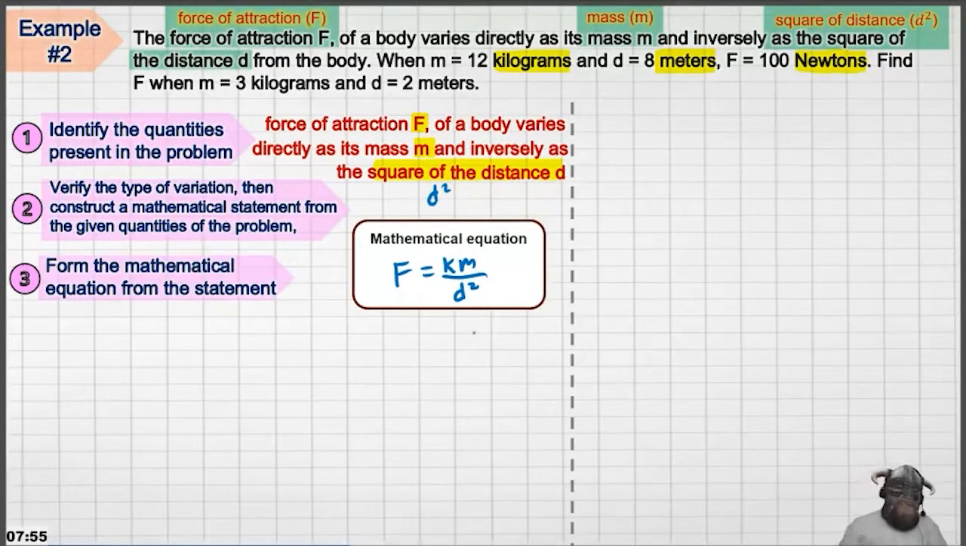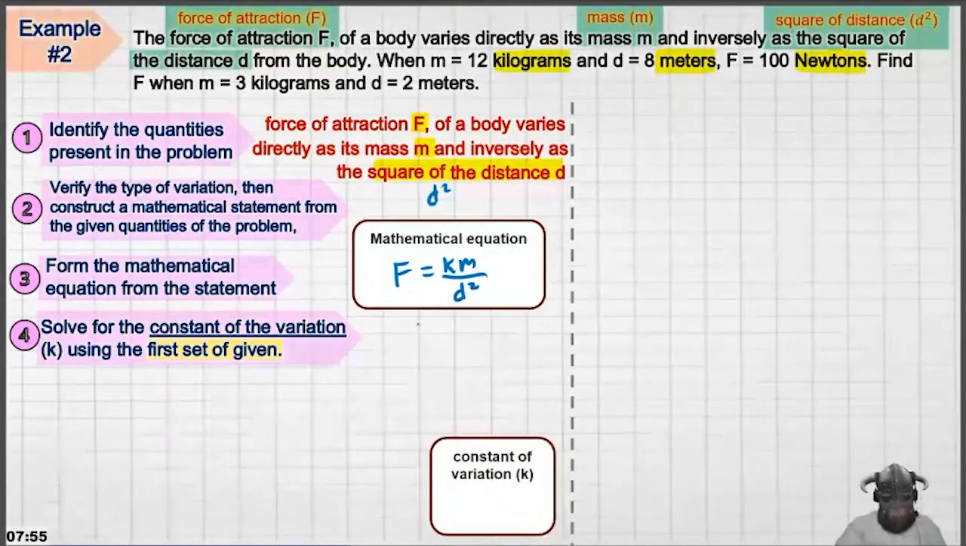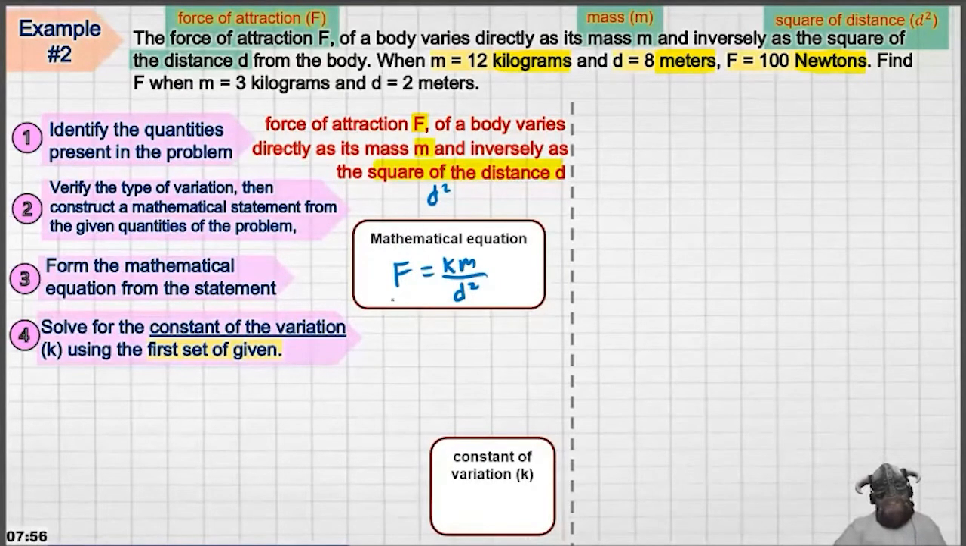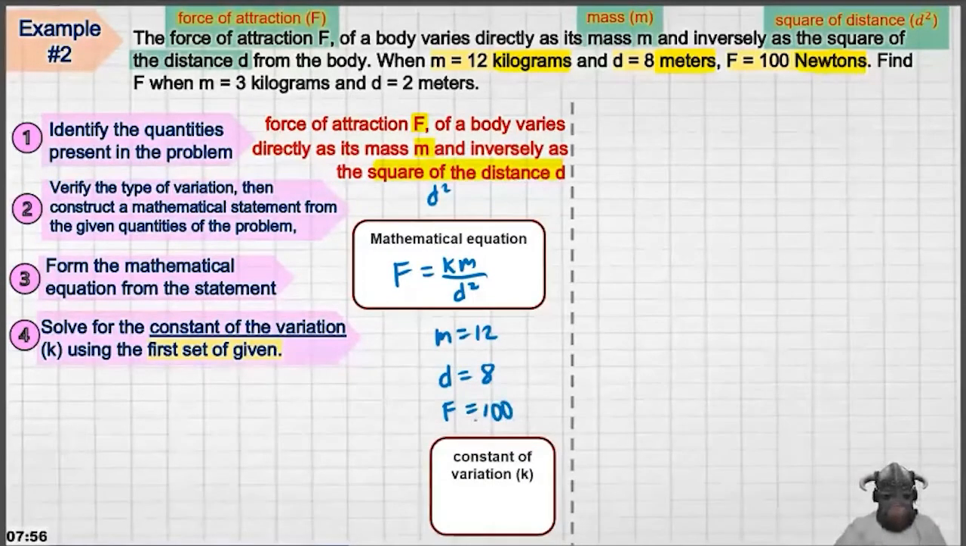Now as we continue, the fourth step is for us to solve for the value of k using the mathematical equation and at the same time the first set of given. So, asan yung first set of given natin? Ayan, yung nasa pangalawang sentence. When m is equal to 12, sulat na natin, and d or the distance is 8 and then the force is 100 newtons. So once again, wag na muna natin sulat yung unit. Sa dulo naman na mahalaga yan.